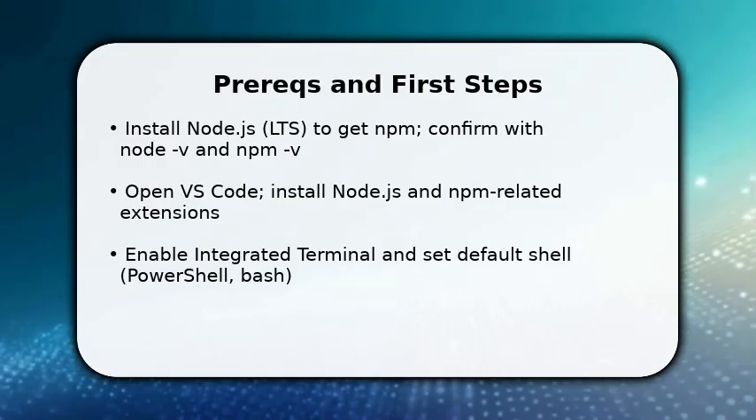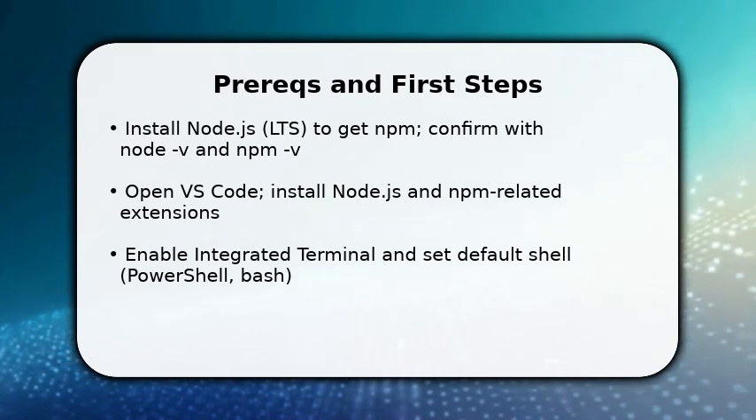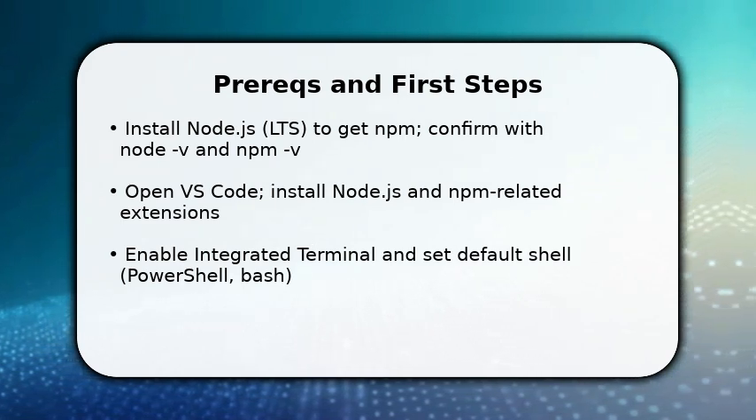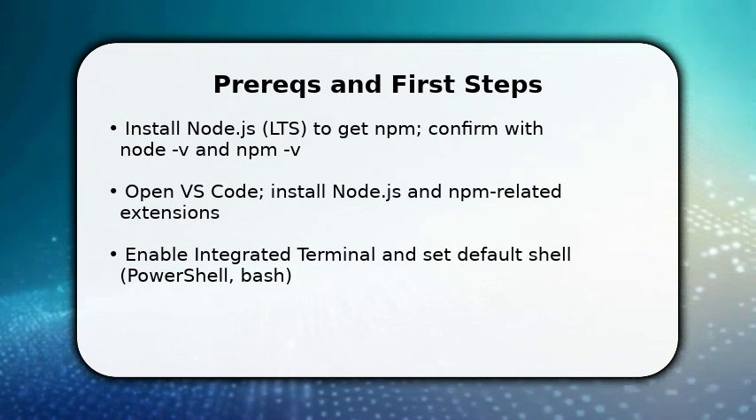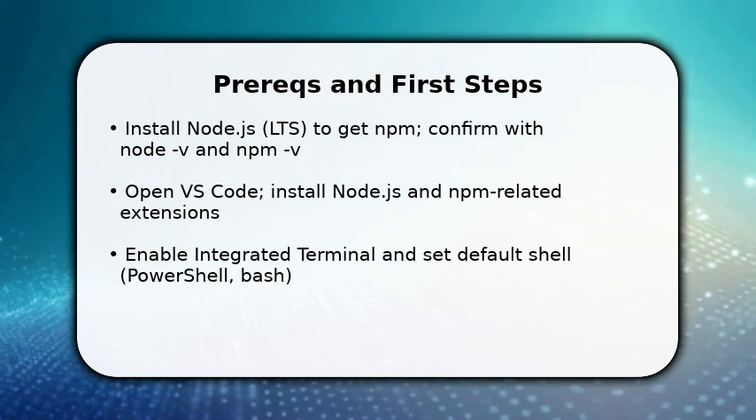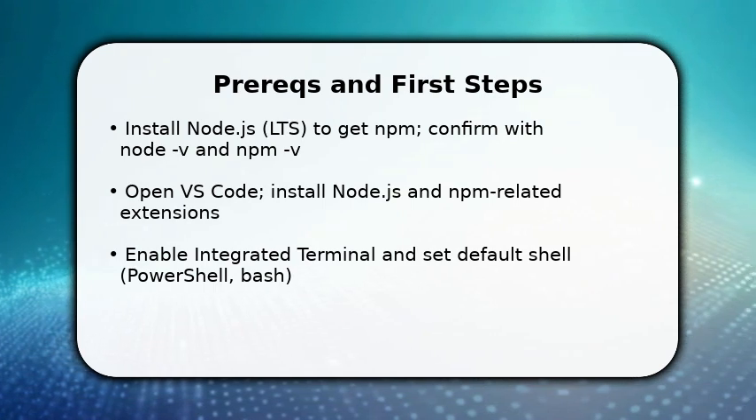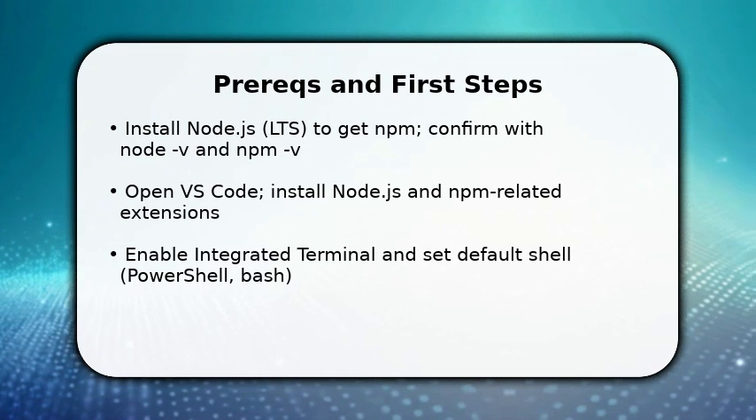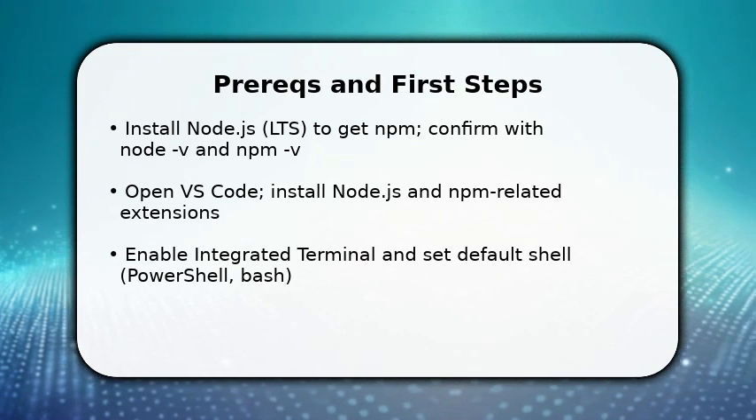You start by getting Node.js installed because npm comes bundled with it. Once done, open VS Code and verify node -v and npm -v in the integrated terminal. Make sure you install helpful extensions like npm or Node.js support to surface scripts and autocompletion. Set your default shell to one you know, PowerShell, Bash, or Zsh, so path resolution behaves predictably. These actions fast-track the rest of the setup and eliminate common path and permission issues early on.